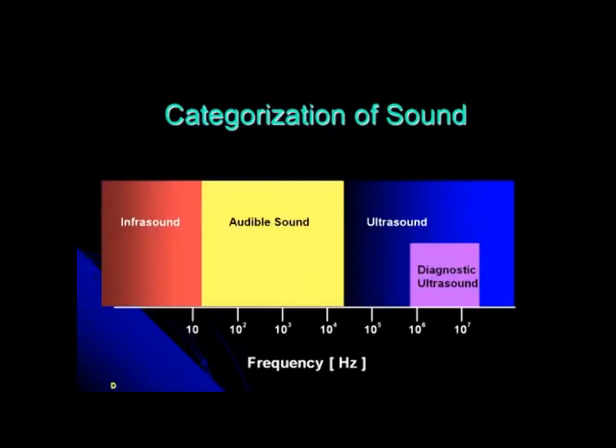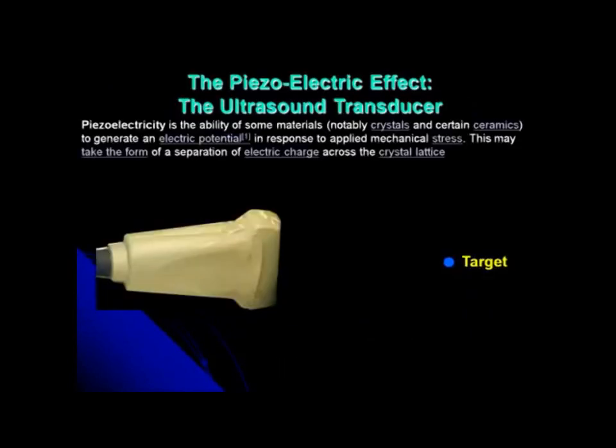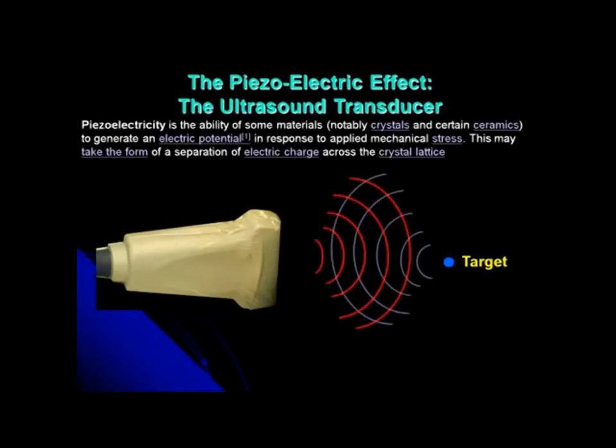Ultrasound imaging uses sound in the megahertz range, which is millions of cycles per second. The piezoelectric effect describes what happens when you strike a transducer with a high voltage. It produces a mechanical shock wave. When it hits a target, it's reflected back to the transducer, where it's converted back into an electrical current, where it's amplified.